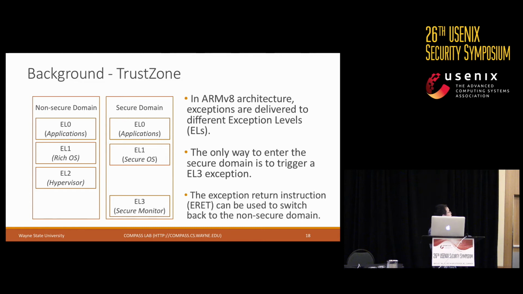Normally, the secure domain has higher privilege than the non-secure domain, and a higher exception level has higher privilege. So in this system, secure exception level 3 has access to almost everything. The only way to enter the secure domain from the non-secure domain is to trigger an exception level 3 exception. If we want to return to the non-secure domain, we can use the exception return instruction, ERET.